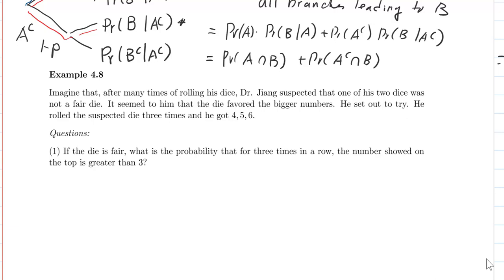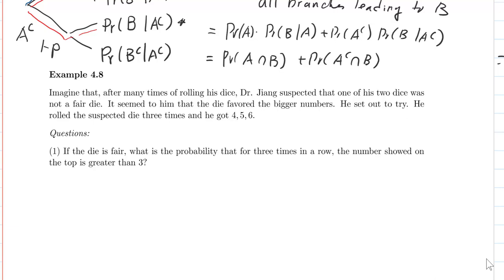Okay, so let's look at this problem. Imagine that after many times of rolling his dice, Dr. Jiang suspected that one of his two dice was not a fair die. It seemed to him that the die favored the bigger numbers. He set out to try. He rolled the suspected die 3 times, and he got 4, 5, and 6. Question: if the die is fair, what is the probability that 3 times in a row, the number showing on the top is greater than 3?